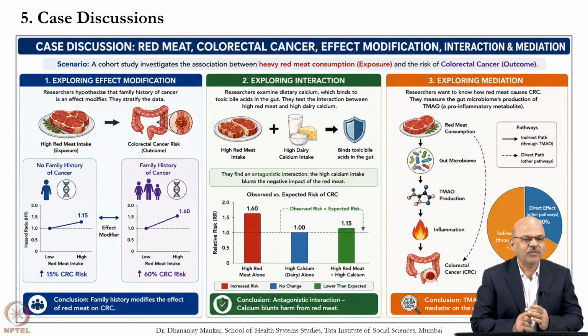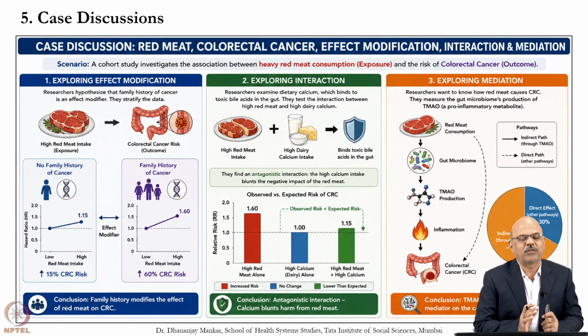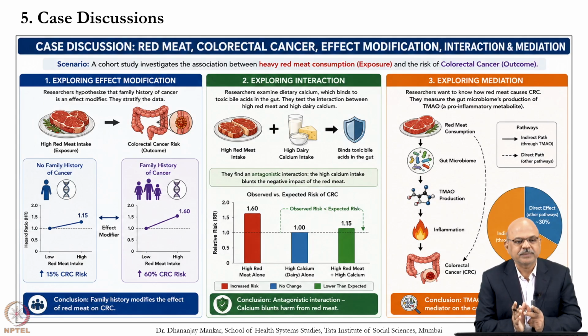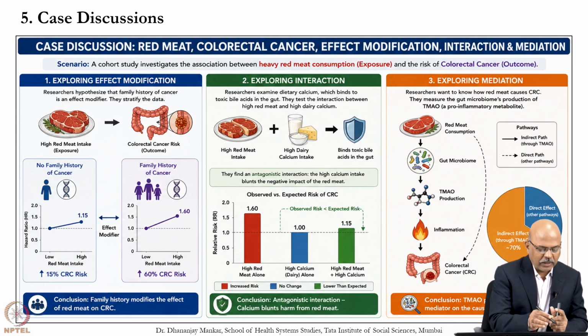Okay, now we will understand it in more detail. Exploring effect modification. Researchers hypothesize, as we have hypothesized, that family history of cancer is an effect modifier. They stratify the data. Someone will say there is a direct effect from genetics and all that, or an indirect effect with smoking added. So high red meat intake as an exposure has a link with colorectal cancer.